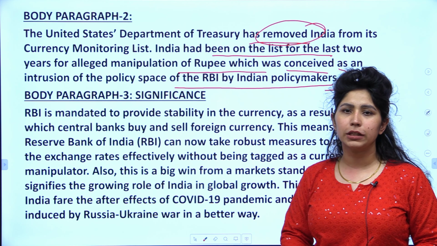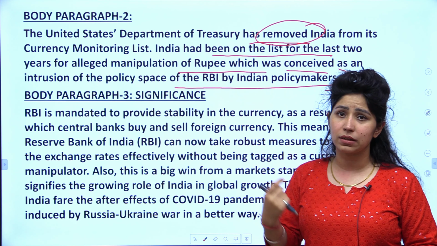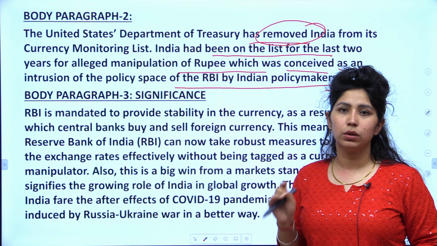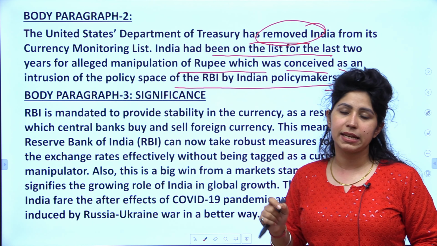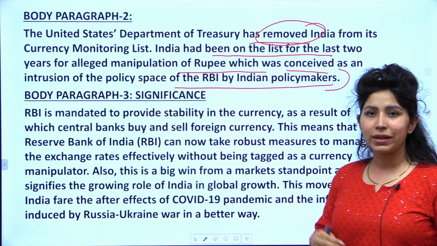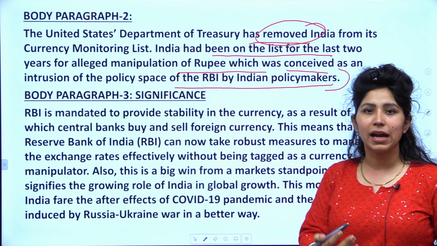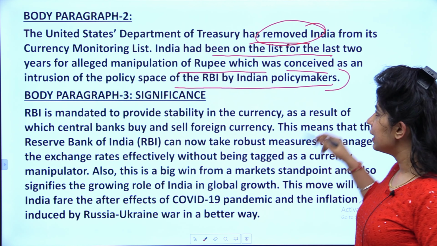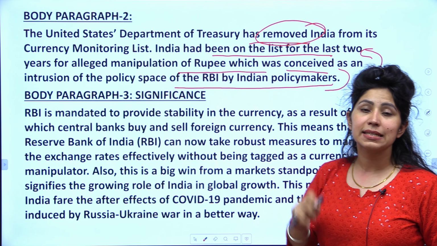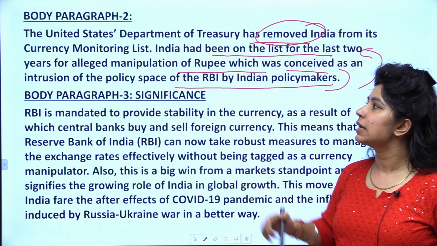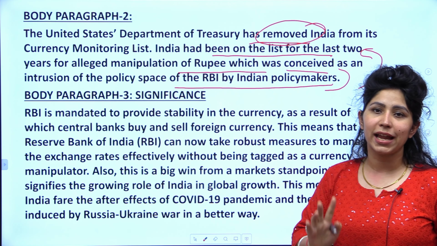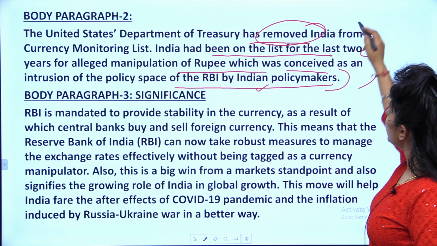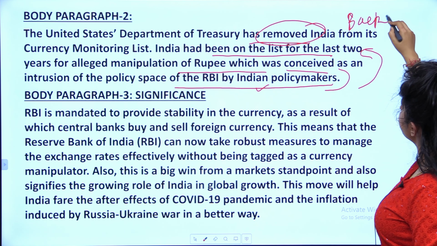In the past 2 years, we had the COVID-19 pandemic. Before that, we had demonetization, and lower economic growth had also been seen in the past few years. So, whatever practices were being carried out by the RBI to control the rate of growth or to control the value of the rupee were being branded as currency manipulation by the US Department of Treasury, which was not liked by the Indian government or Indian policymakers. So, this is your brief background.